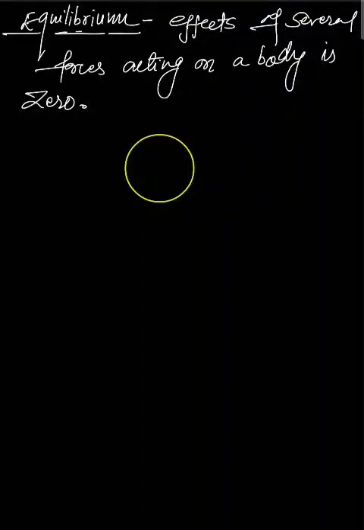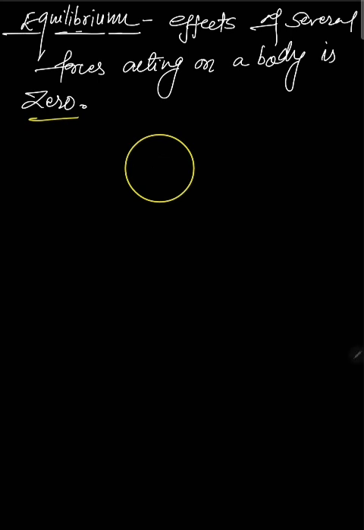Going to discuss one important topic for ICSE class 10 physics, and that one is equilibrium. So what is equilibrium? The effect of several forces acting on a body is zero. Means suppose lots of forces are acting on a body and the net effect of those forces is zero. Like suppose this one is one object.